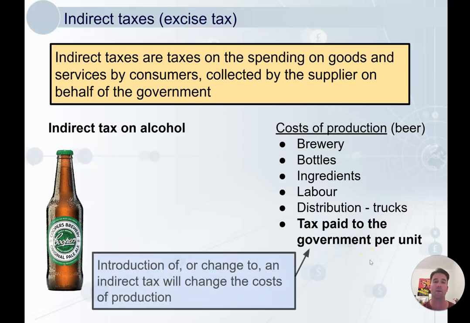All right, so the indirect tax will change the costs of production. Right? So if it costs more to produce, they will be less willing and able to produce it at each price because they will make less profit at each price. Right? A $10 beer at a pub becomes less profitable if the tax that the pub has to pay to the government goes up. Right? So they're less likely to want to sell that.